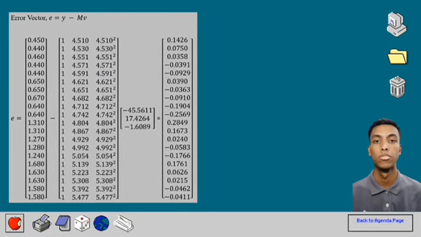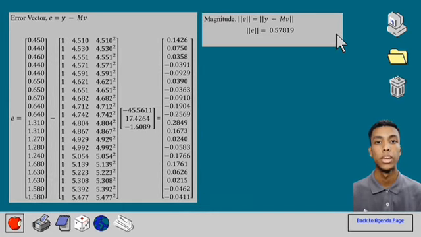Then we need to find the error vector by using the formula E equals y minus Mv. After we substitute the values of y, M and v into the formula, we will get the answer like this. And lastly, we need to find the magnitude of error, and we will get the answer which is equal to 0.57819.